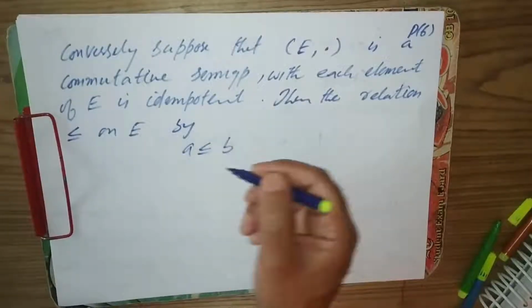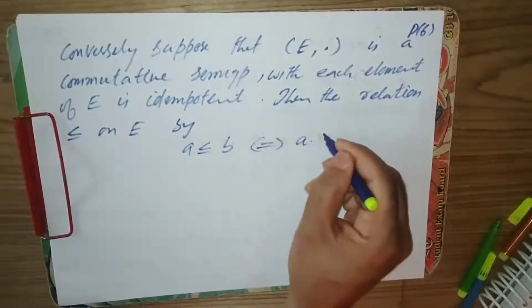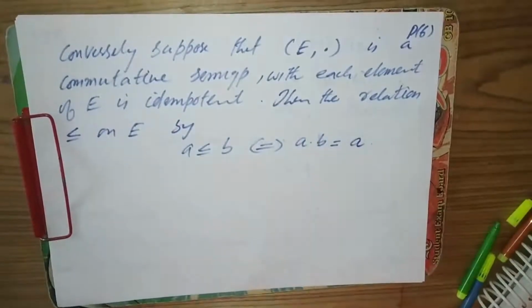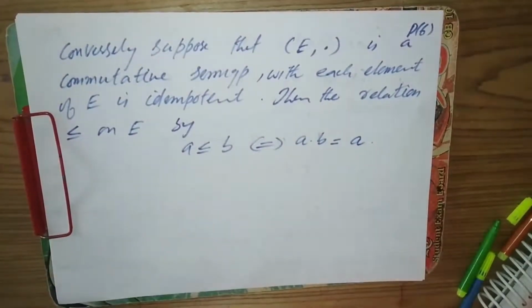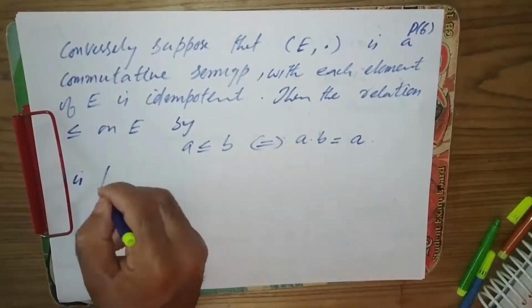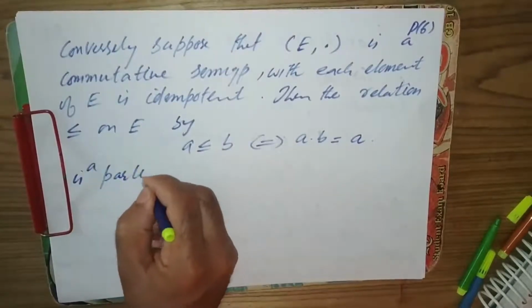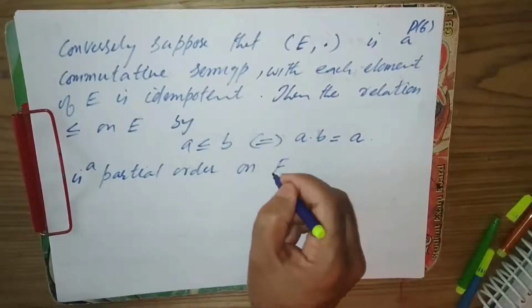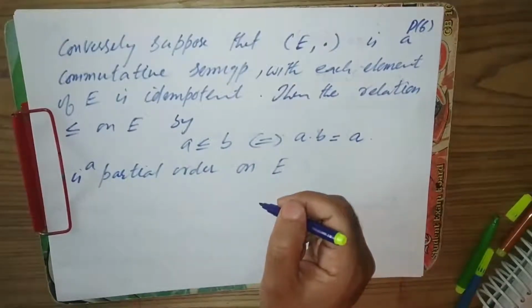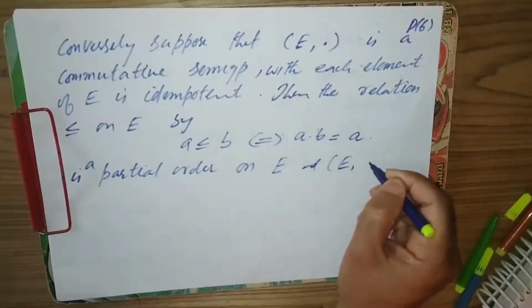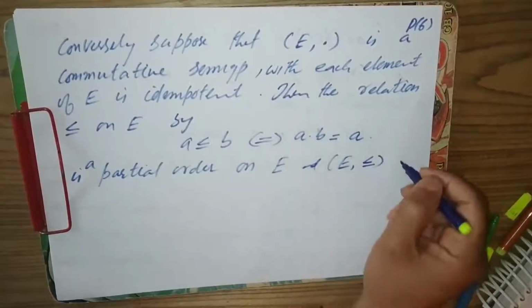A is less or equal to B if and only if the product AB is equal to A. And this relation makes E a lower semilattice. This relation is a partial order on E, and not only a partial order, it's also a lower semilattice. And this set E together with this partial order relation is a lower semilattice.